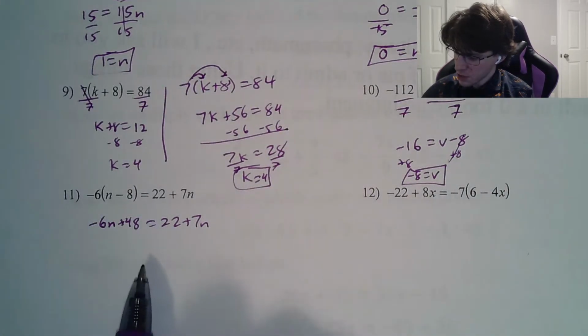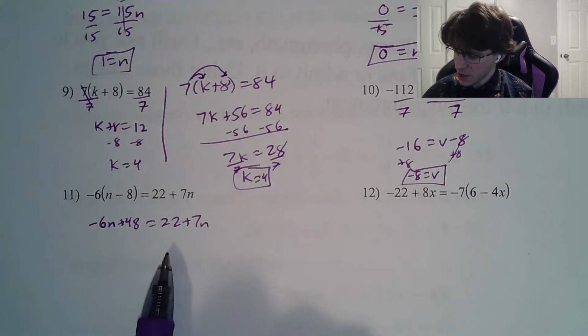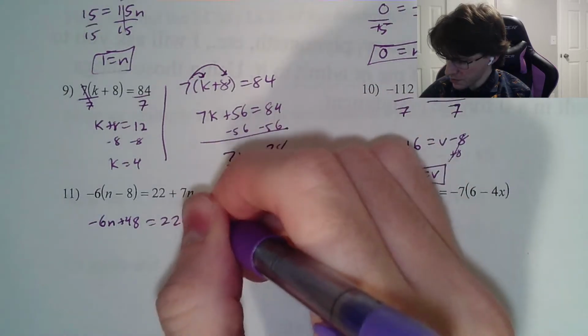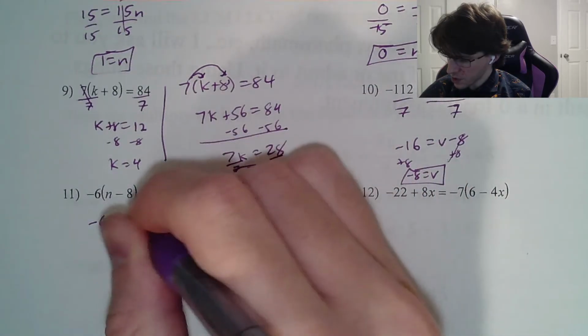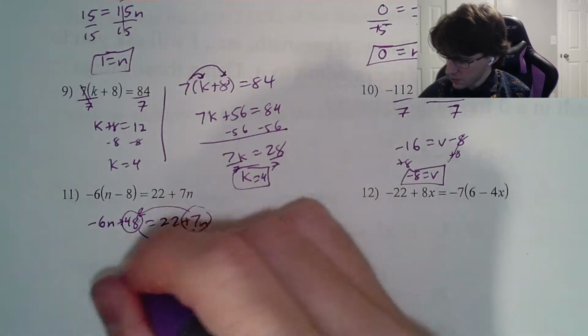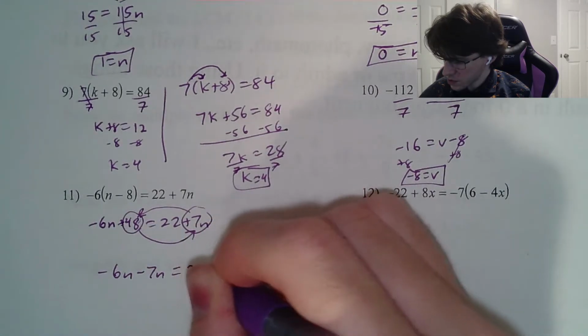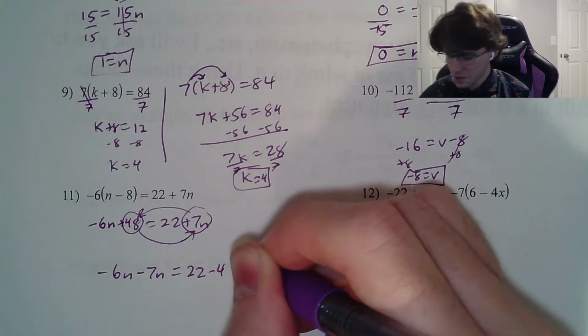And now we have our very first switcheroo that I really, really enjoy. The switcheroo that I really enjoy is when you move all the n's to the left, all the numbers to the right. So this 7n and this 48 are going to switch spots. 7n goes to 48, 48 goes to 7n. We got negative 6n minus 7n is equal to 22 minus the 48.